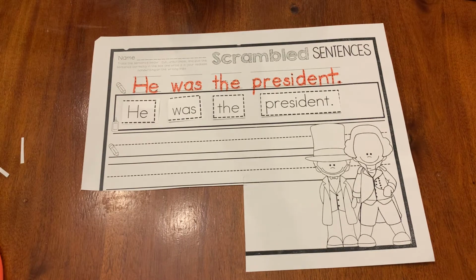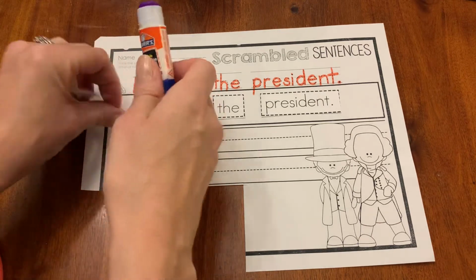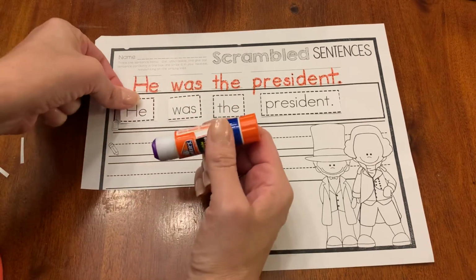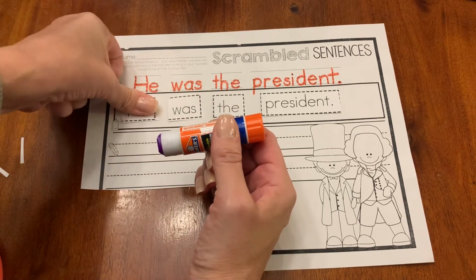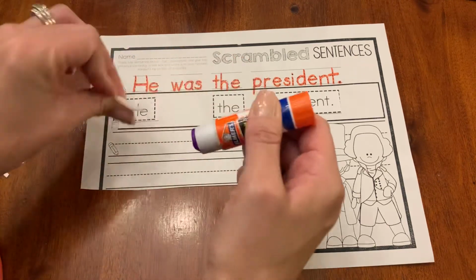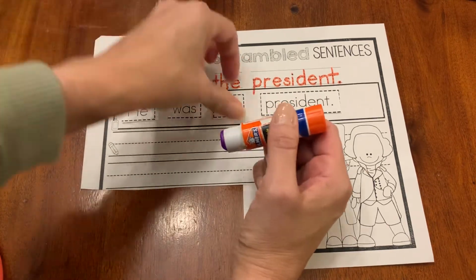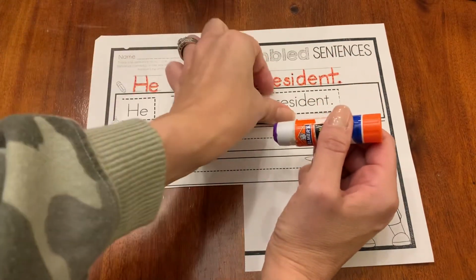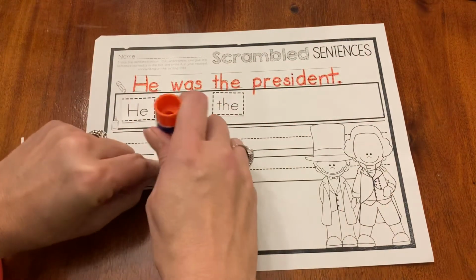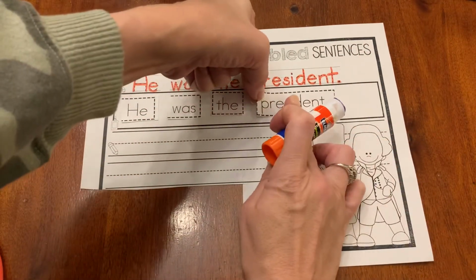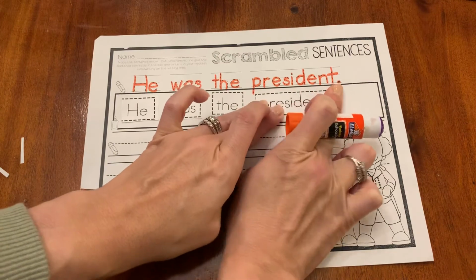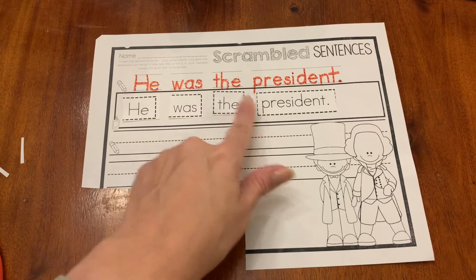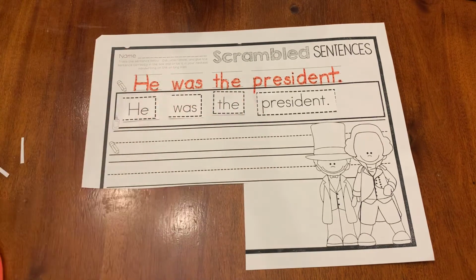Now that I place them all in order, and they look just like this sentence, I'm going to glue them on one by one. I'm going to start here with he. I'm just going to lift it, put some glue on it, and put it back where it was. He was the president. President starts with P. It's a lowercase p. And it has a period at the end. He was the president. I still have spaces between my words, just like I did when I traced up here.